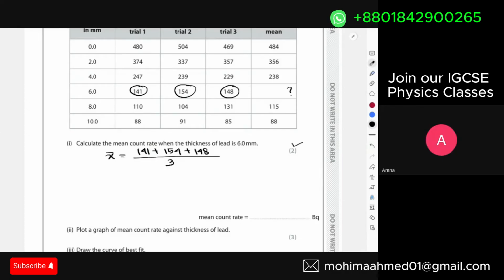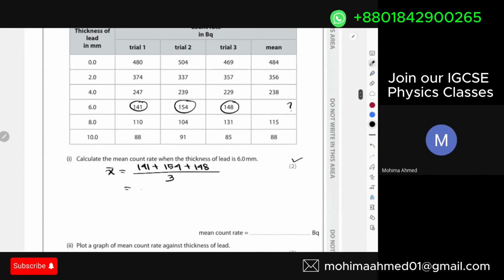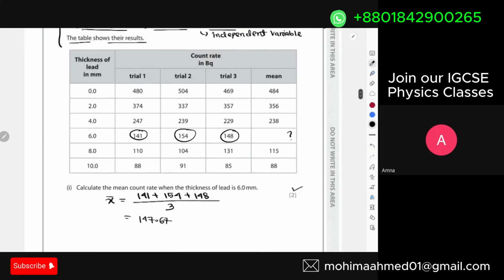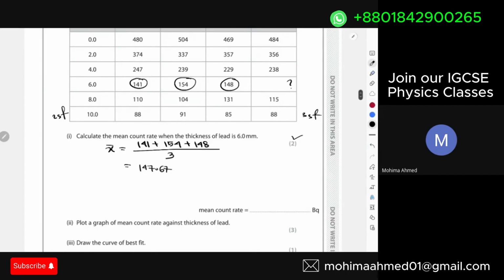147.67, 148. Yes. Why did you choose to keep your answer as 148? Because all the answers are given within 2 or 3 significant figures. The thickness is given in 2 significant figures, and these are given in 3 significant figures. Since all the mean values are given in 3 significant figures, I'll also try to keep my answer in 3 significant figures. So this is 148.